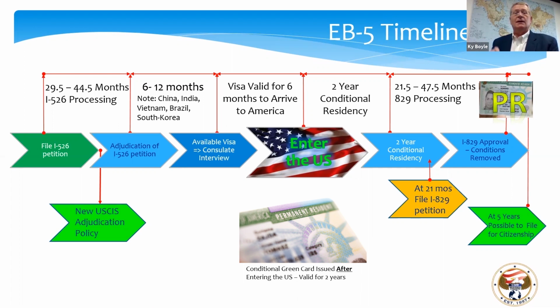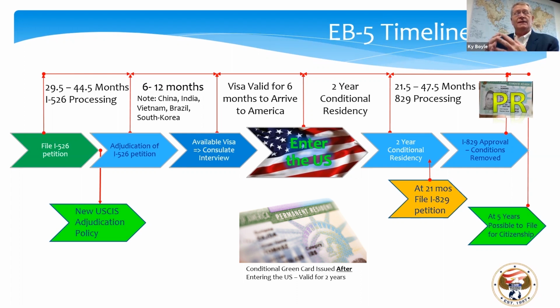And when they receive that, then they go about processing that information. Well, the time it takes to process the I-526 petitions is posted on the USCIS website. And what they're showing now is about 29.5 to 44.5 months to process the average I-526 petition. Actually, 90% of the I-526 petitions are processed by that 44.5 month number. But this year they've started a new protocol.